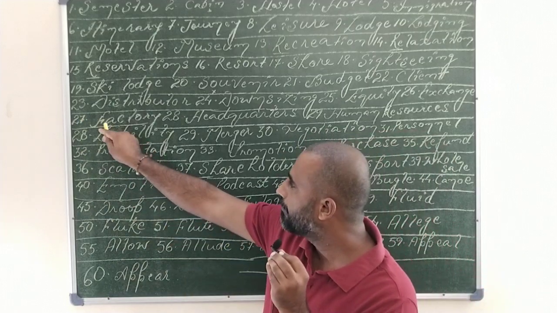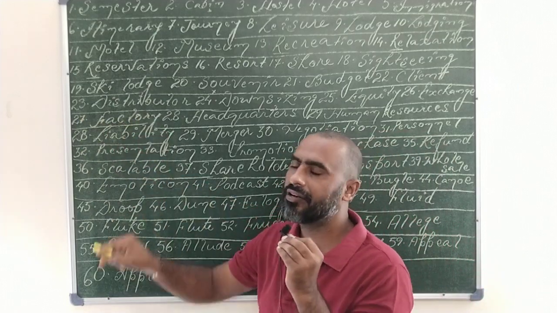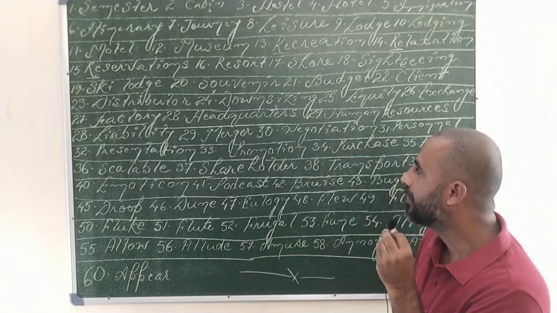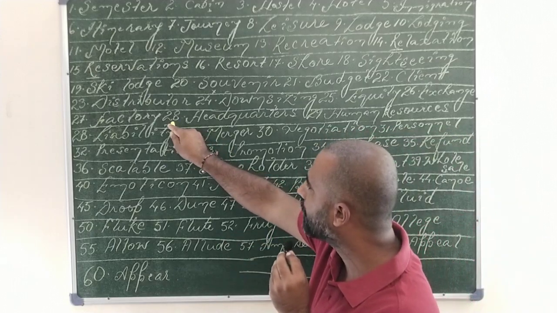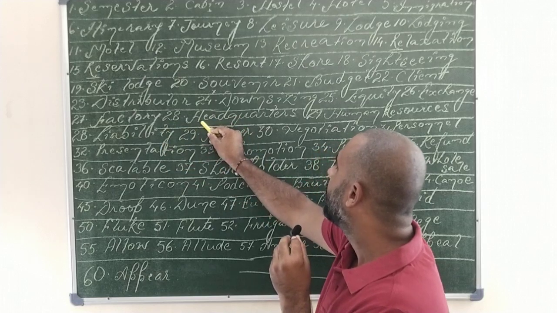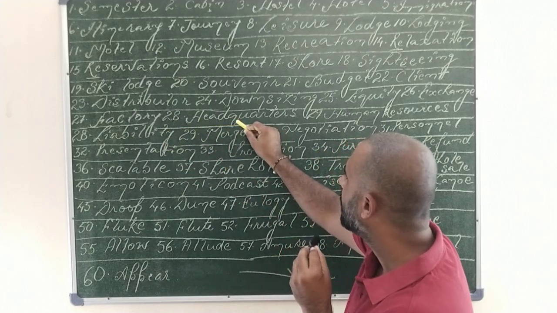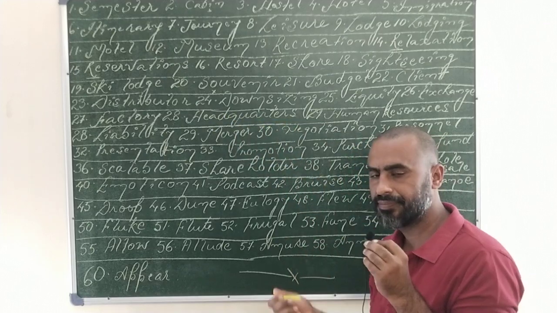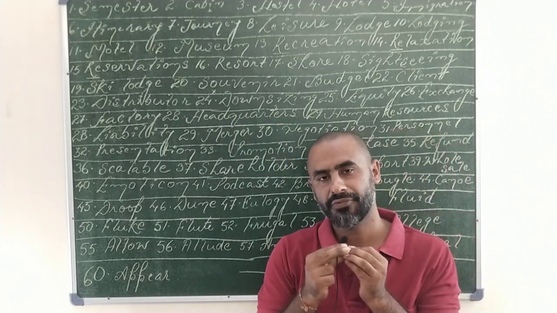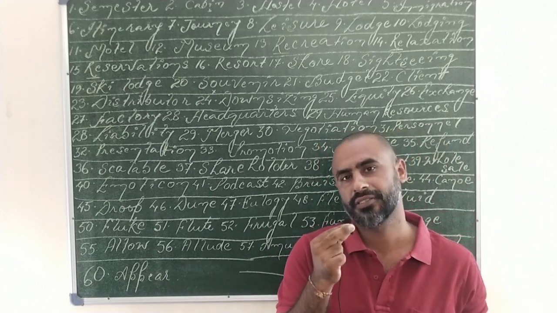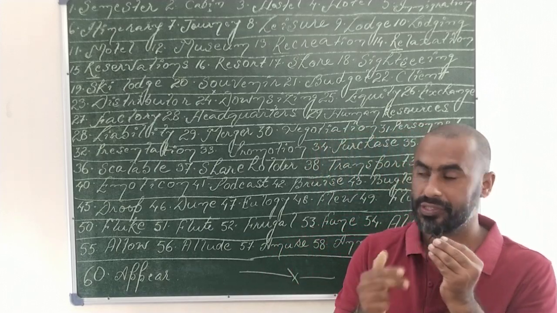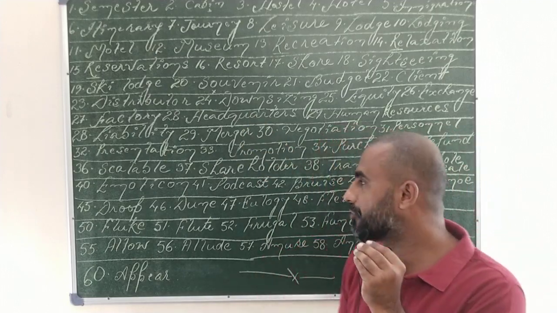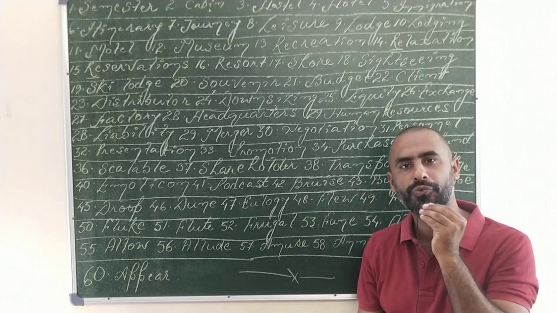So 27, F-A-C-T-O-R-Y, factory, factory. Okay, it's very easy. Next one, number 28, H-E-A-D-Q-U-A-R-T-E-R-S. So basically you guys used to say that word as headquarters. So headquarters, headquarters. It's scooters. Headquarters. So you need to say this word as headquarters.